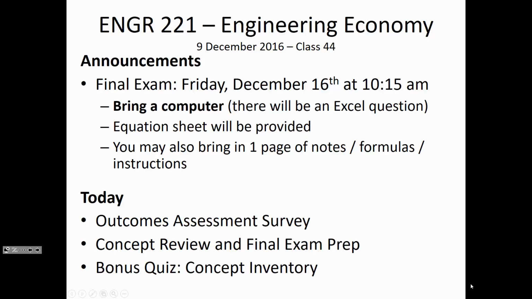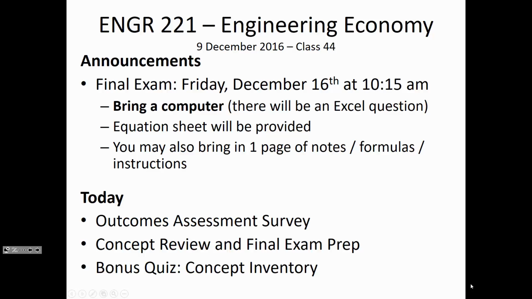A reminder that one week from today you've got your final exam, and I've put it in bold here: bring a computer. I mentioned previously that there's going to be an Excel question on the exam, so we're going to follow the same approach as we have previously, where you'll solve your Excel question, upload your Excel file to MU Online, and you'll need a computer to be able to do that.